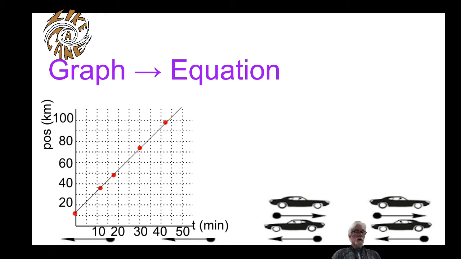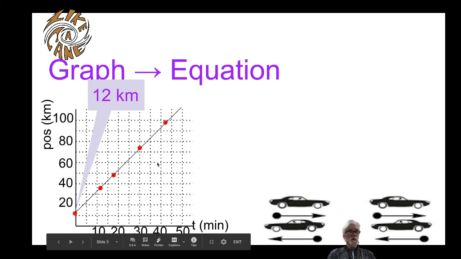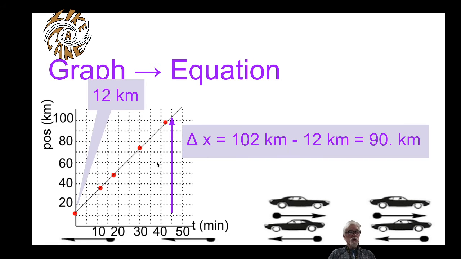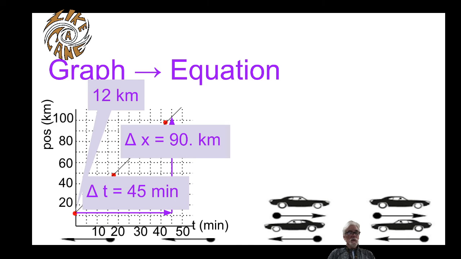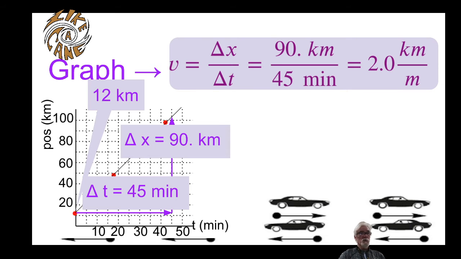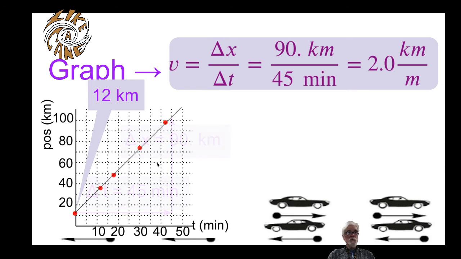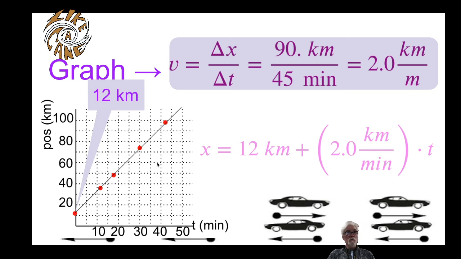Let's translate a couple of position versus time graphs to algebraic models. First, we'll find the starting position by just reading the vertical intercept. In this case, it's 12 kilometers. Then we pick 2 points on the line and look at the change in position, or displacement. In this case, it's 90 kilometers. Then we look at the change in time, which in this case is 45 minutes. The ratio of displacement to change in time is the slope, which is the velocity. In this case, that's 90 kilometers over 45 minutes, or 2 kilometers per minute. Last, we just fit the starting position and velocity into the form of the CVPM equation.